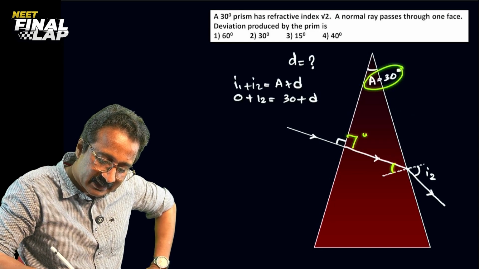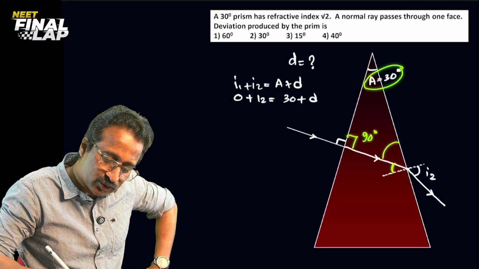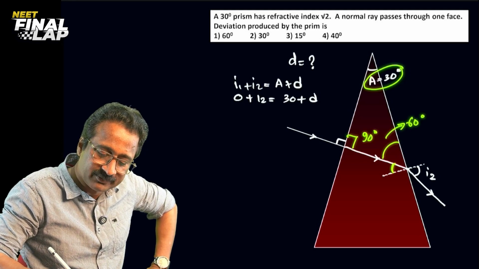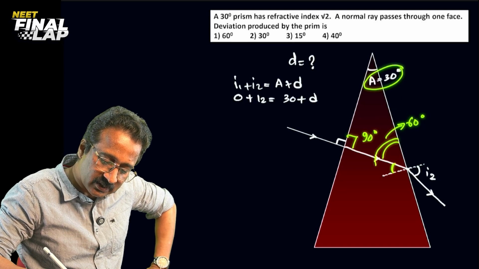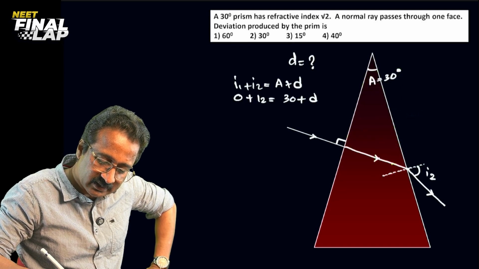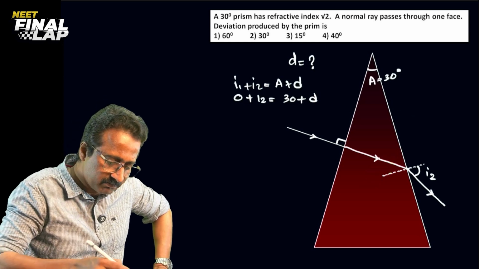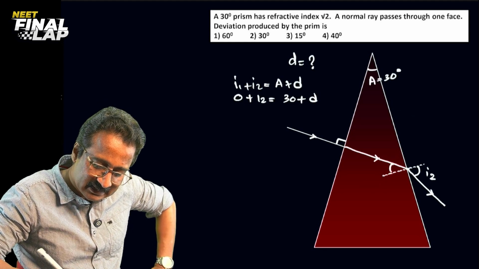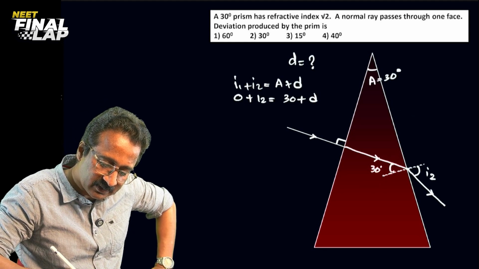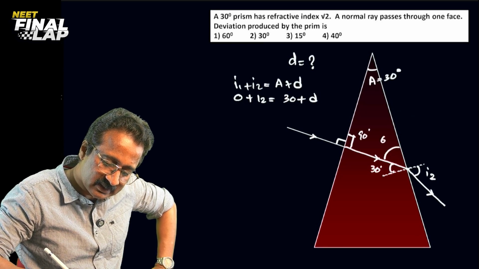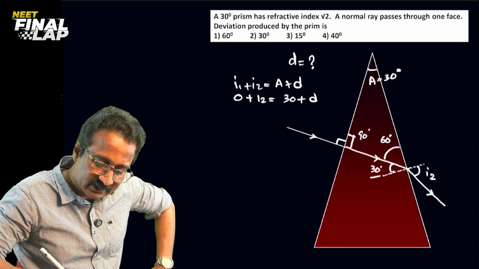This angle is 90 degree. So in this triangle, this has to be certainly 60 degree. If that is 60 degree, since this total angle is 90 degree, certainly this angle will be equal to 30 degree. So simple geometry will tell you that this angle is 30 degree. It is because this angle is 90 degree and this is 60. That is why I conclude that this angle is 30.